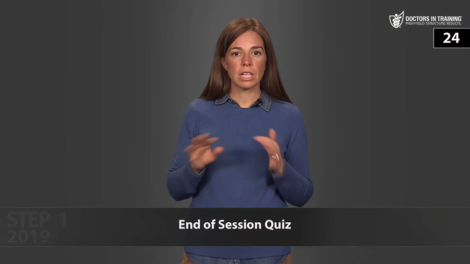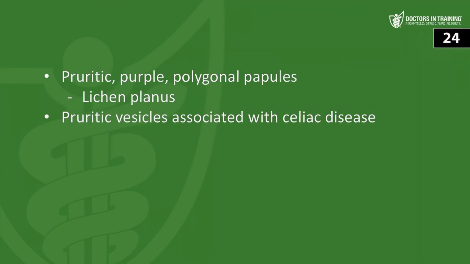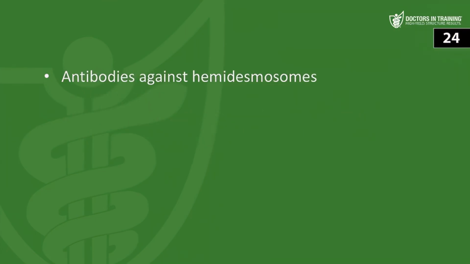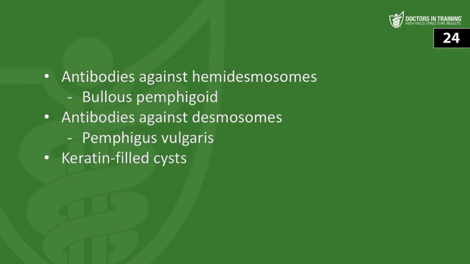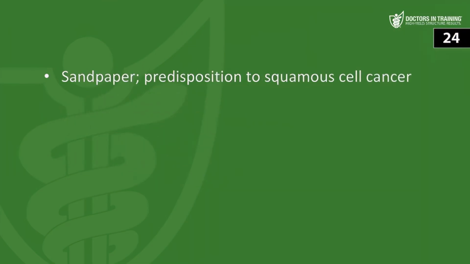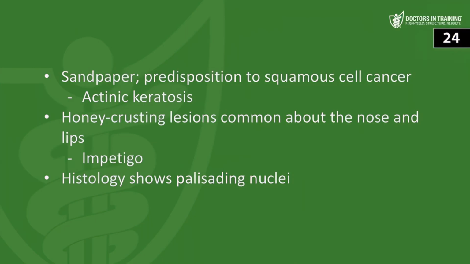Which skin disorder matches each of the following statements? The pruritic purple polygonal papules is lichen planus. Pruritic vesicles associated with celiac disease is dermatitis herpetiformis. Antibodies against hemidesmosomes is bullous pemphigoid. Antibodies against desmosomes, pemphigus vulgaris. Keratin-filled cysts are seen with seborrheic keratosis. Sandpaper lesions and predisposition to squamous cell cancer is actinic keratosis. Honey crusting lesions that are common about the nose and lips is impetigo. And histology showing palisading nuclei is classic for basal cell carcinoma.